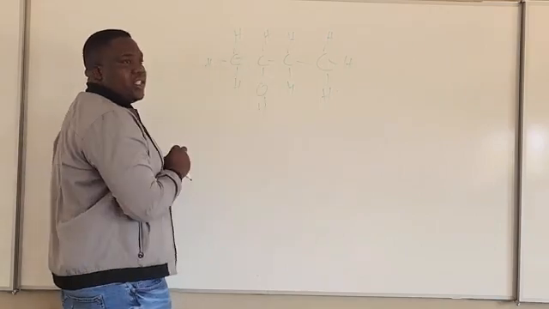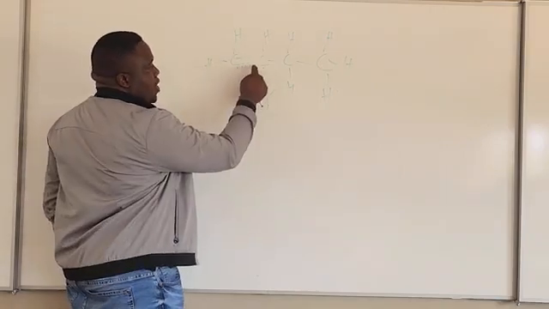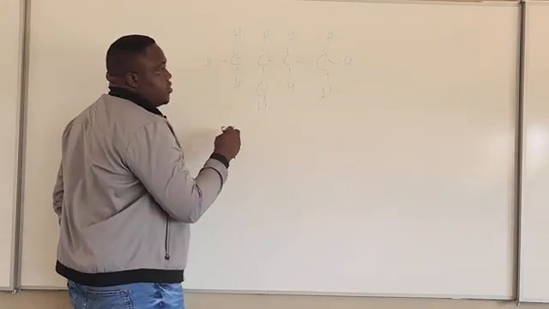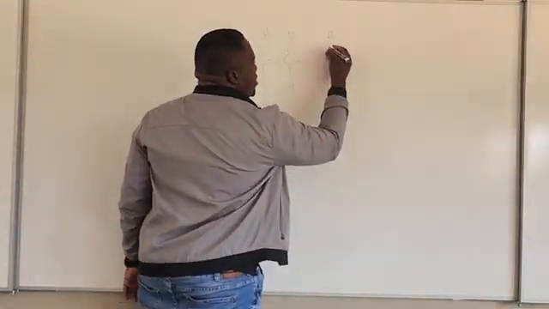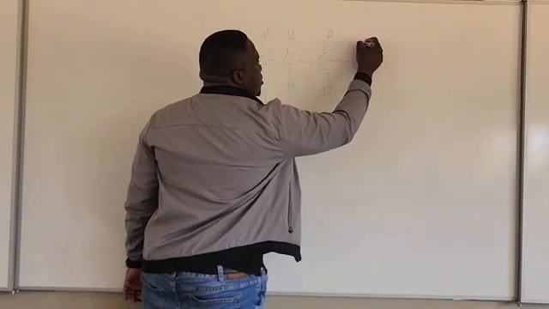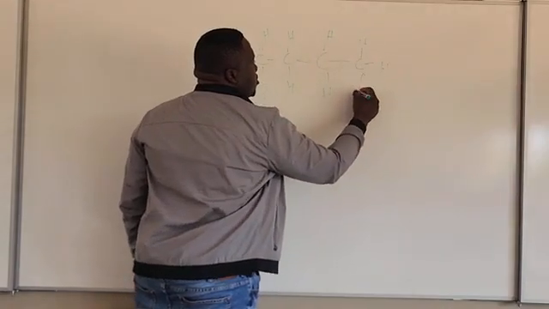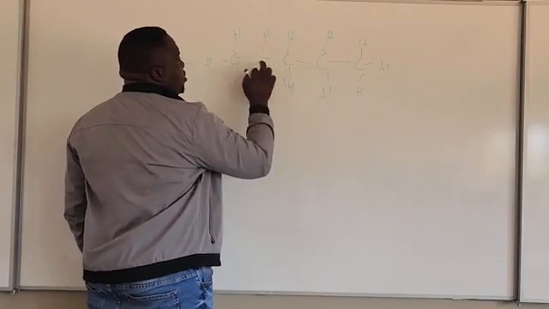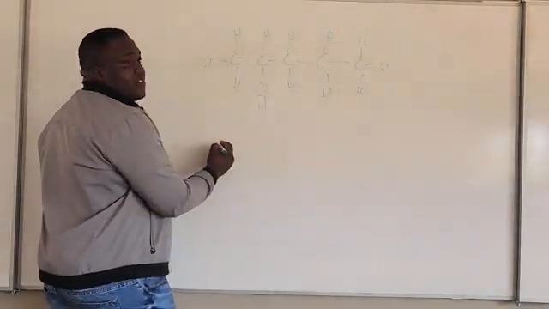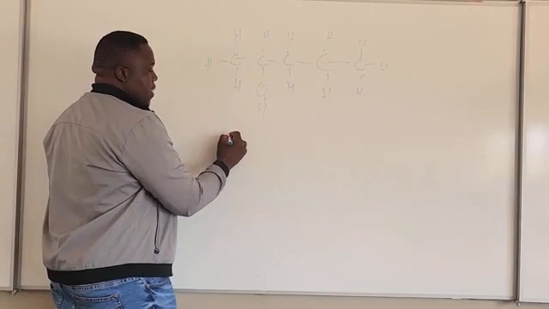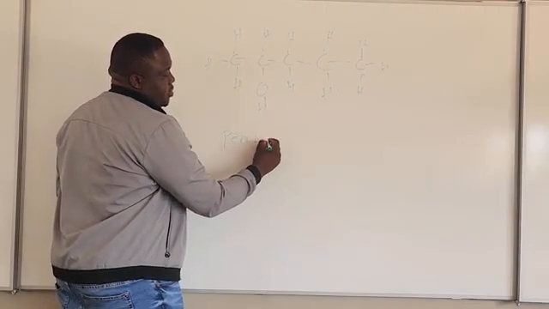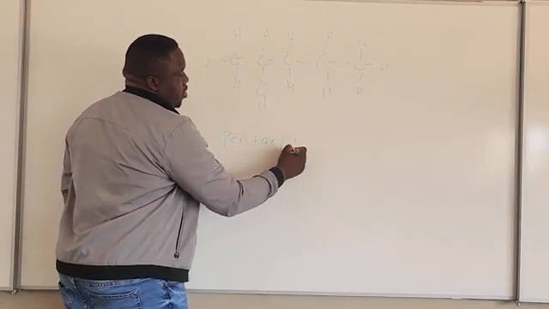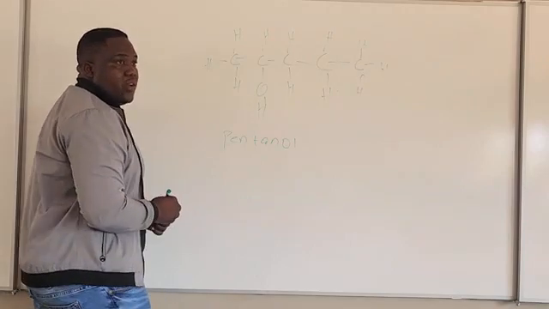We count the longest carbon chain, right? 1, 2, 3, 4. Actually, let me even add it. Let me make it to be like this. 1, 2, 3, 4, 5. What does 5 mean? Pent. So we write pentanol, right?